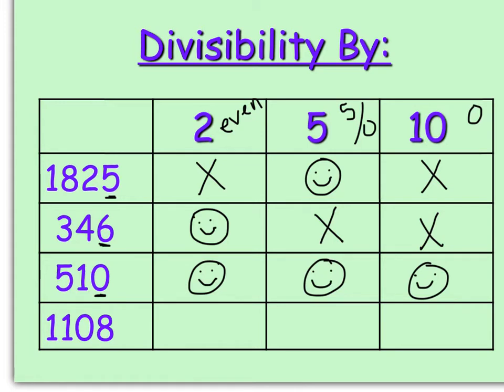How about 1,108? 8's an even number, but it's not a 5 or a 0. Divisibility rules make it really easy to tell which of these numbers are divisible by.